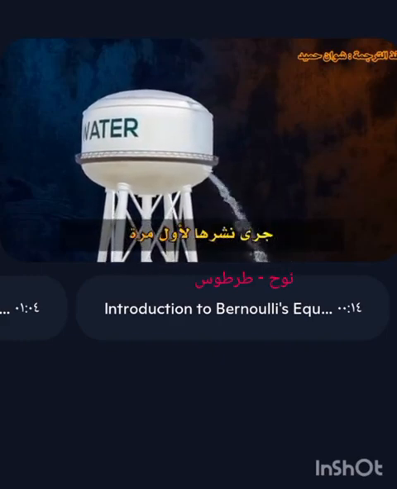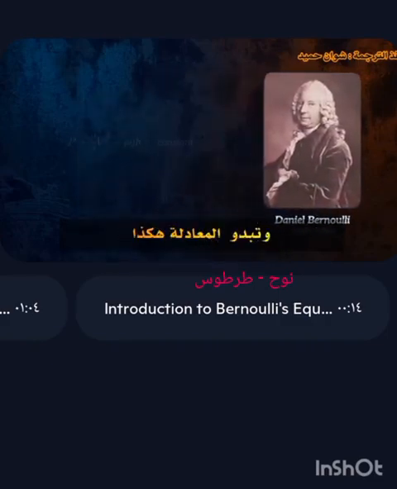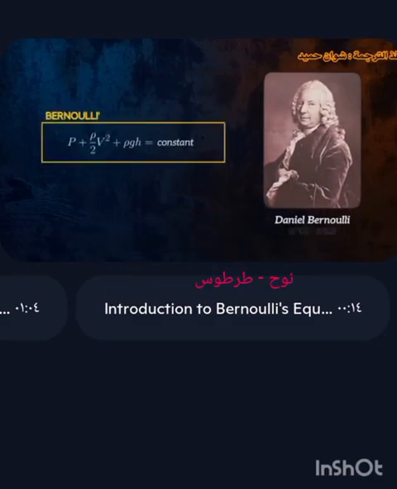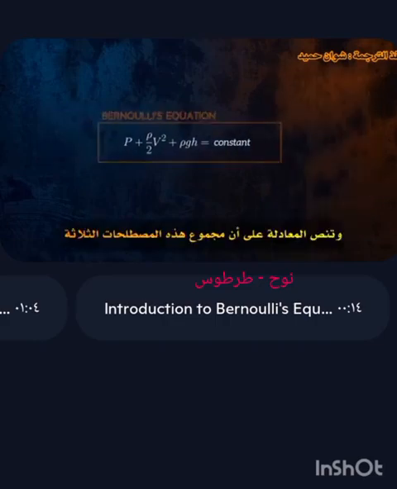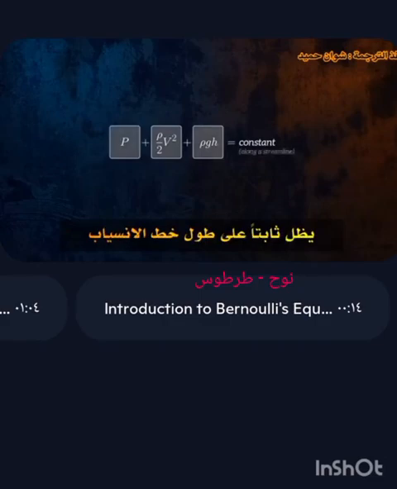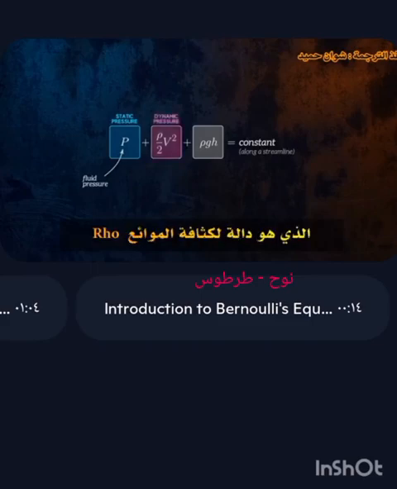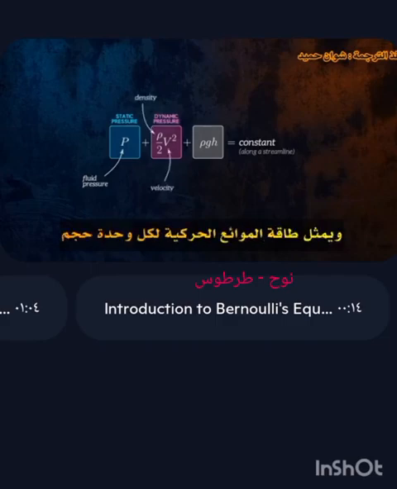It was first published by the Swiss physicist Daniel Bernoulli in 1738, and it looks like this. The equation states that the sum of these three terms remains constant along a streamline. Each of the terms is a pressure. The first term is the static pressure, which is just the pressure P of the fluid. Then we have the dynamic pressure, which is a function of the fluid density, rho, and velocity, v, and represents the fluid kinetic energy per unit volume.